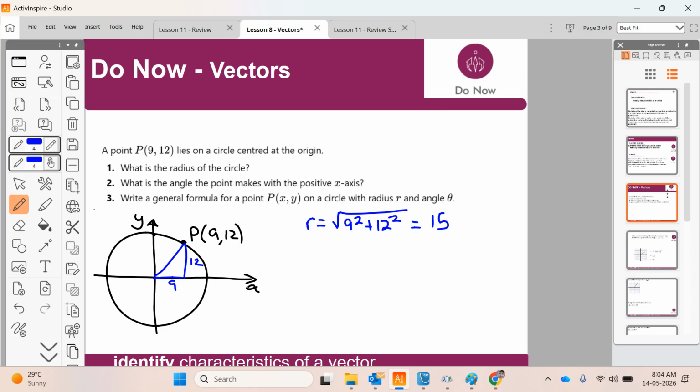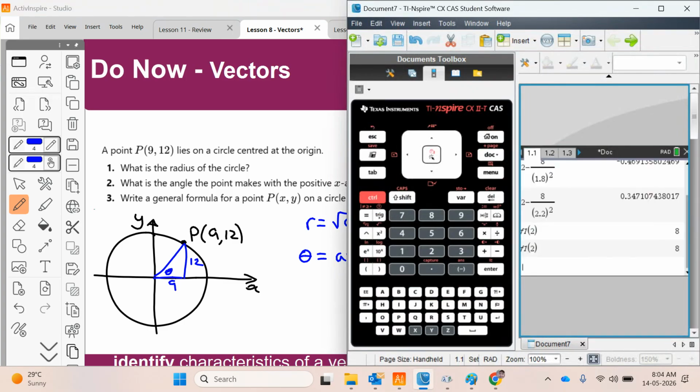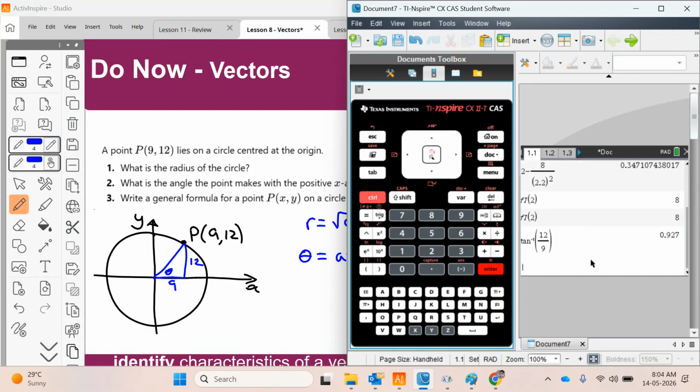How can we find the angle theta here? Well, the angle theta is going to be arctangent of opposite over adjacent, and the opposite is 12, and the adjacent is 9. Put that into our calculator. Let me pull up my calculator for that one. So I want the arctangent of 12 over 9. And we get 0.927 radians.